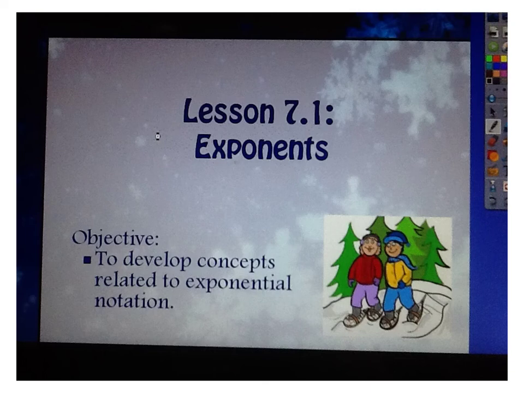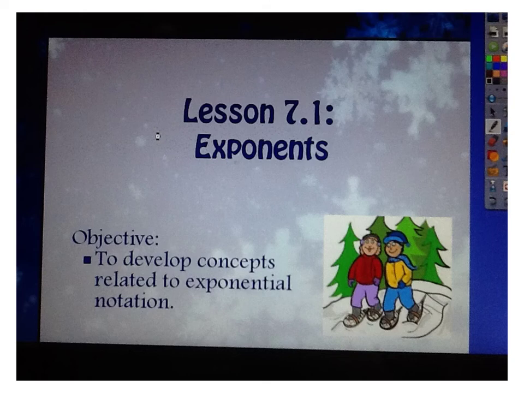I want to start out with a little funny joke for you. Why did the math book look so sad? Because it had so many problems. Now I got you thinking about math.